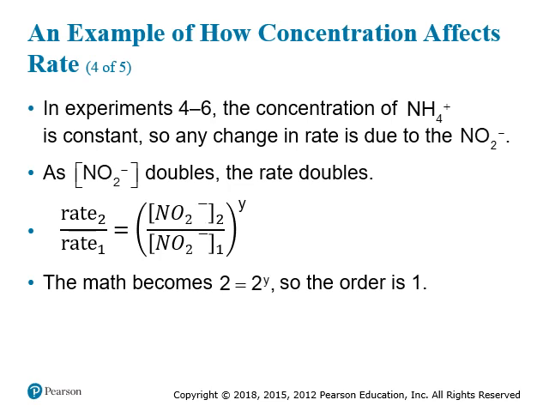Similarly, in reactions 4 through 6, when we held the concentration of ammonium constant, we saw that by doubling the concentration of nitrite, we also saw a doubling of the rate. Therefore, employing the equation and the method of initial rates, we see that the order of reaction with respect to nitrite is also 1.